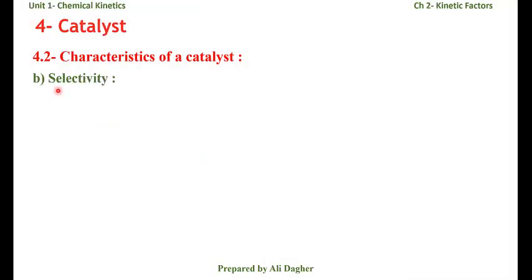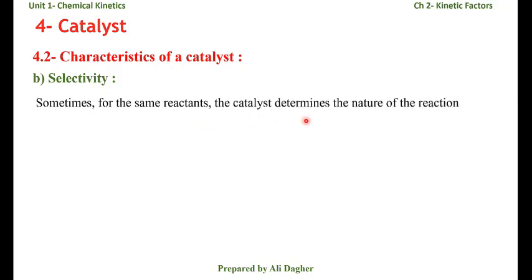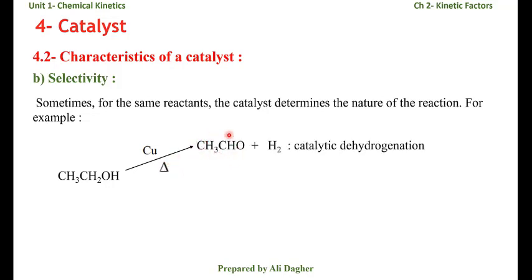B. Selectivity. This is very important. Sometimes for the same reactant, the catalyst determines the nature of the reaction. For example, ethanol CH3CH2OH. In presence of Cu as catalyst and by heating, we obtain ethanal (aldehyde) and hydrogen gas. This reaction is called catalytic dehydrogenation. We will see it in the chapter on aldehydes and ketones in organic chemistry.